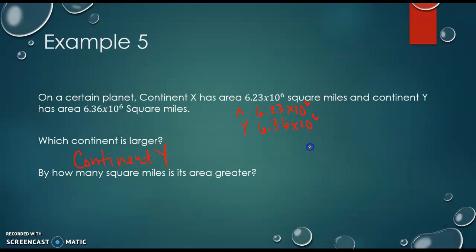And so we're going to take 6.23 times 10 to the 6th power minus 6.36 times 10 to the 6th power. Same base, so we're going to have times 10 to the 6th. That's okay. And we're going to take 6.23 minus 6.36, and actually I should have flipped those around. And we'll do that right now.